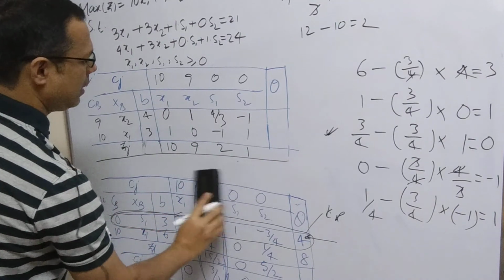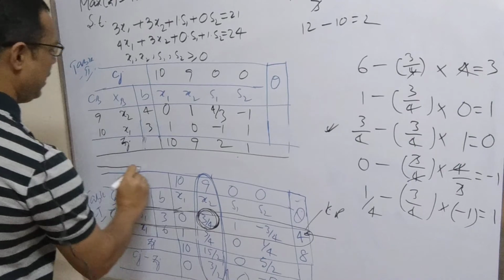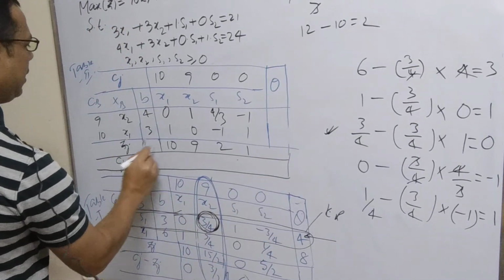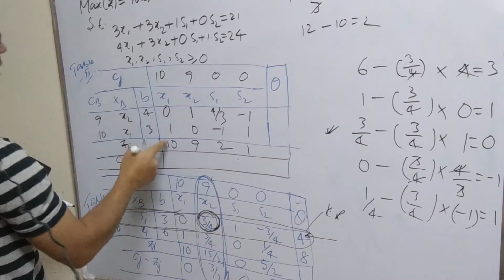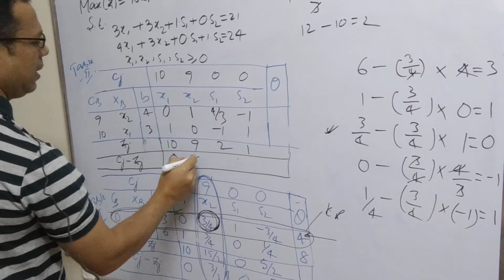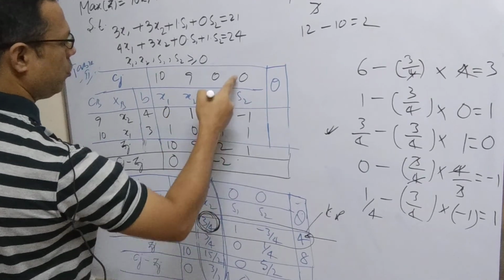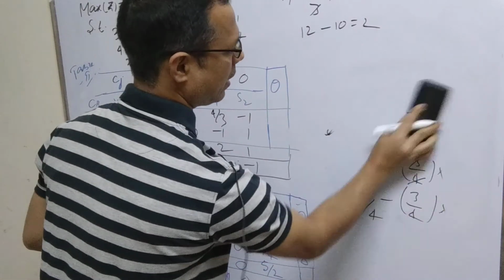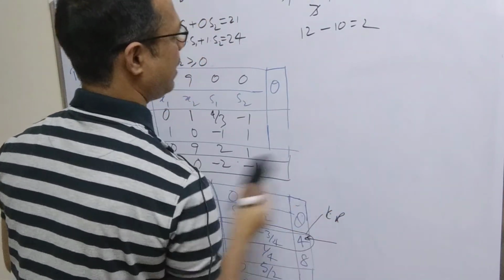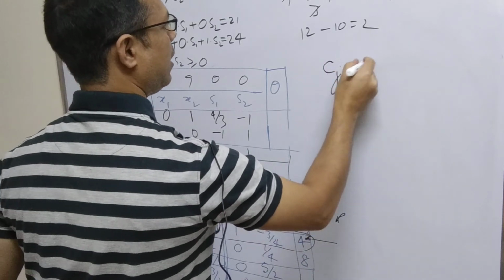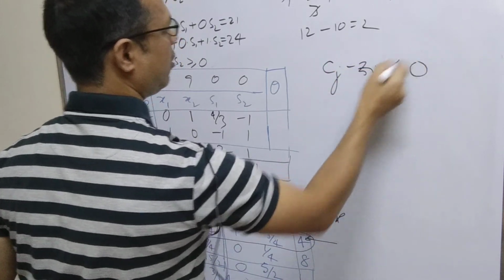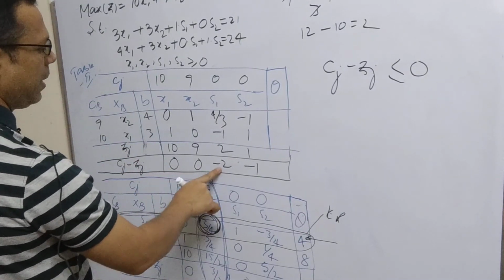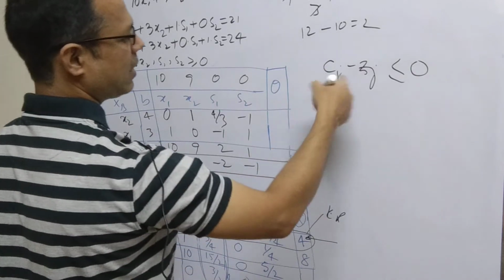Next we need to find Cj minus Zj. To find the Cj minus Zj in this table, write Cj minus Zj. Cj we already have here: 10, 10 minus 10, 0, 9 minus 9, 0, 0 minus 2, minus 2, 0 minus 1, minus 1. Now check Cj minus Zj. In the whole table we need to check whether Cj minus Zj is less than or equal to 0 or not. So now Cj minus Zj: 0, okay, 0, okay, minus 2, okay, minus 1. It means this condition is fulfilled.